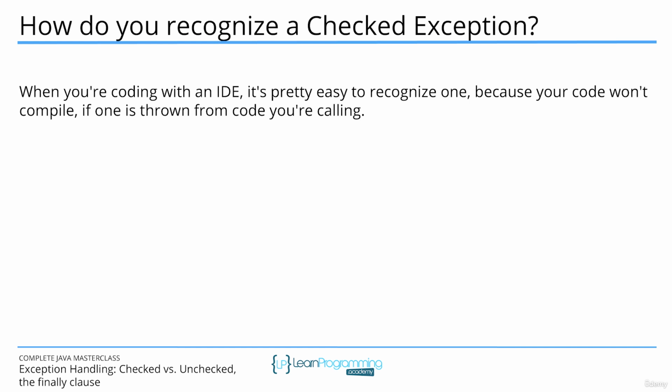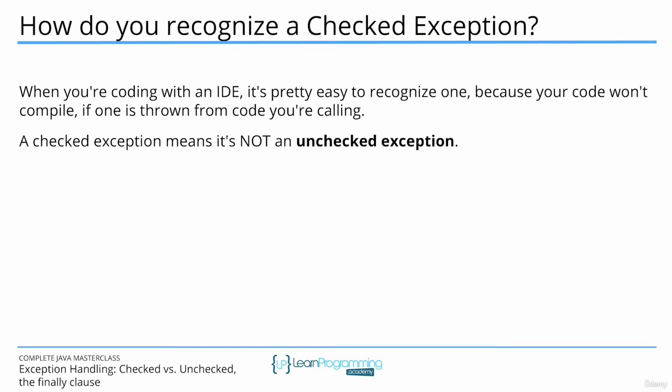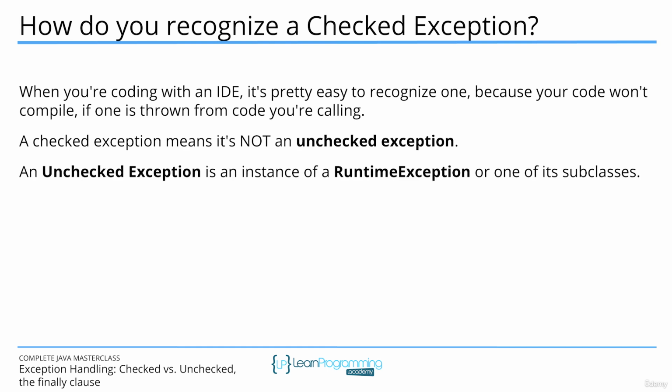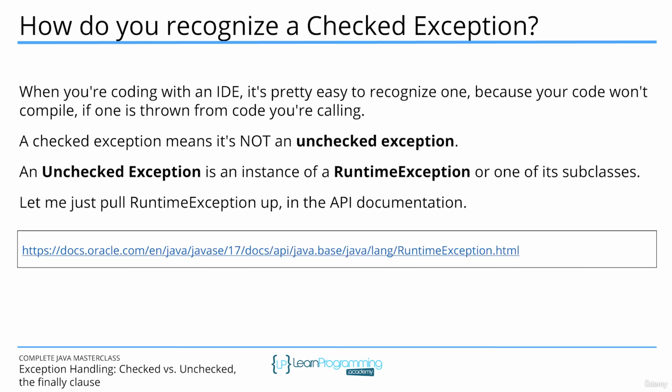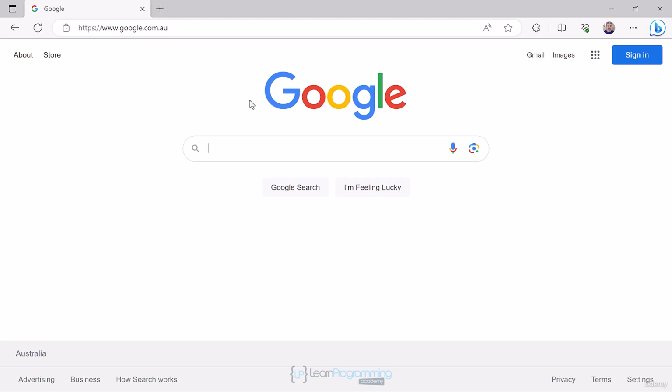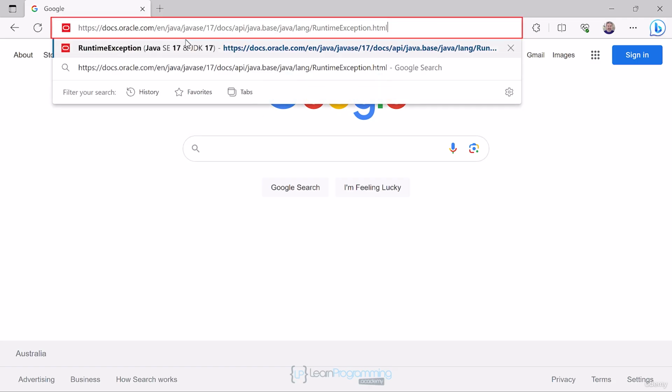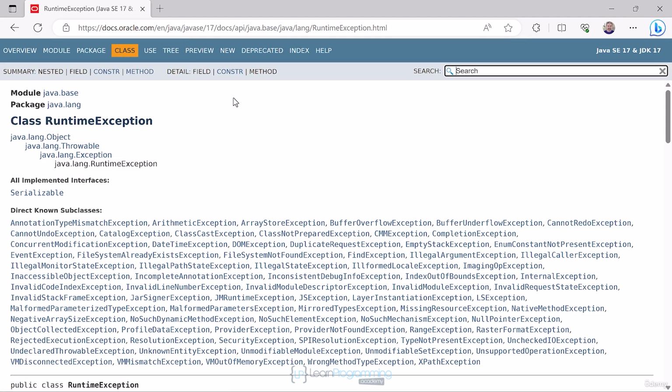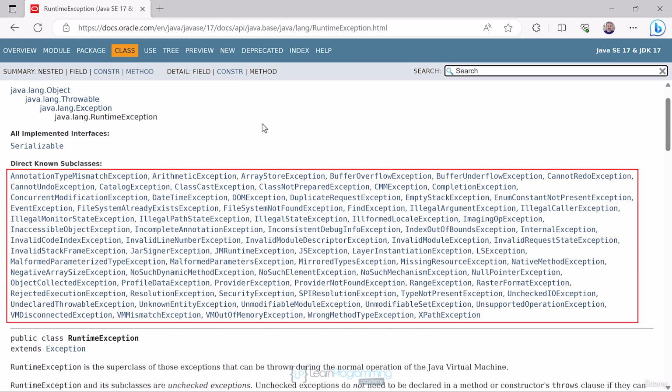If you're taking the certification exam, you can remember that a checked exception means it's not an unchecked exception. An unchecked exception is an instance of a runtime exception or one of its subclasses. Let me just pull runtime exception up in the API documentation. Here you can see a long list of runtime or unchecked exceptions.